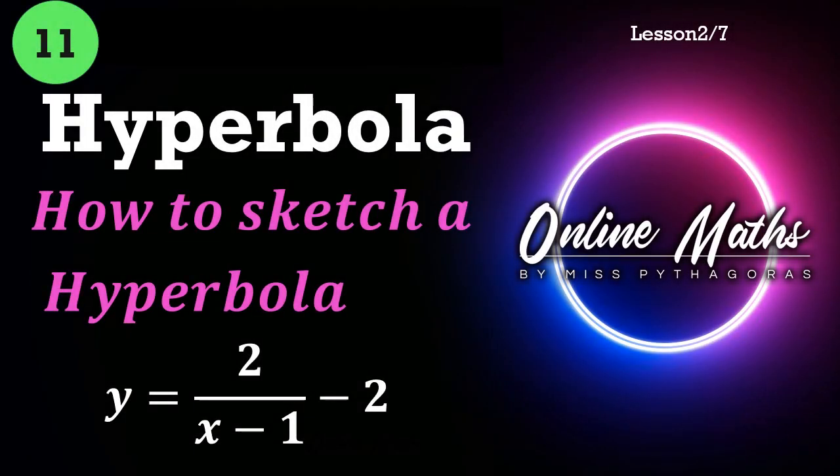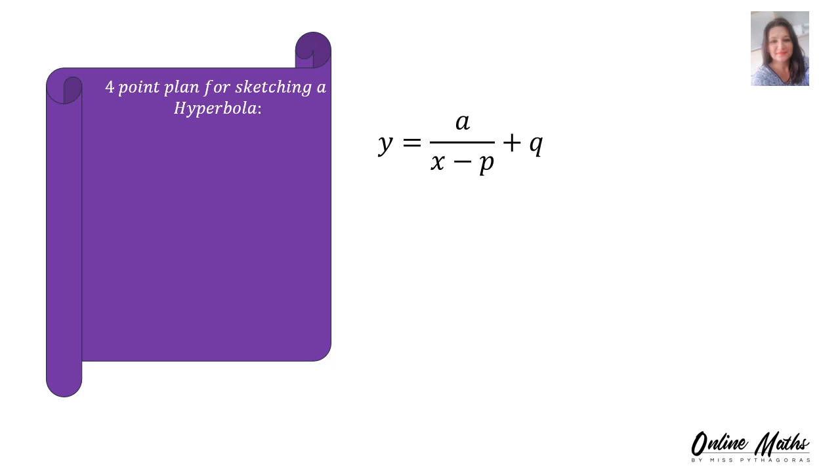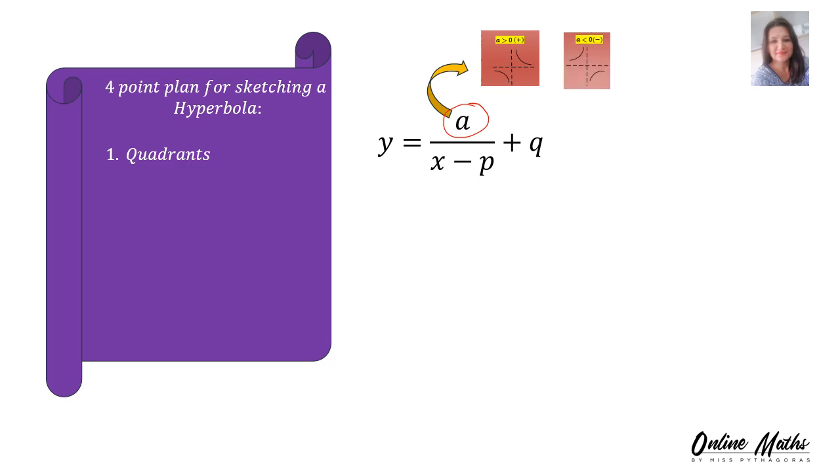Hello everybody, in this lesson I will show you how to sketch a hyperbola step by step. Now there's a 4-point plan for sketching a hyperbola. The first thing you will do is decide in which quadrant your hyperbola lies. You will be looking at A's value. When A is greater than 0, or positive, your hyperbola will lie in the first and third quadrant. When A is smaller than 0, or negative, your hyperbola lies in the second and fourth quadrant.